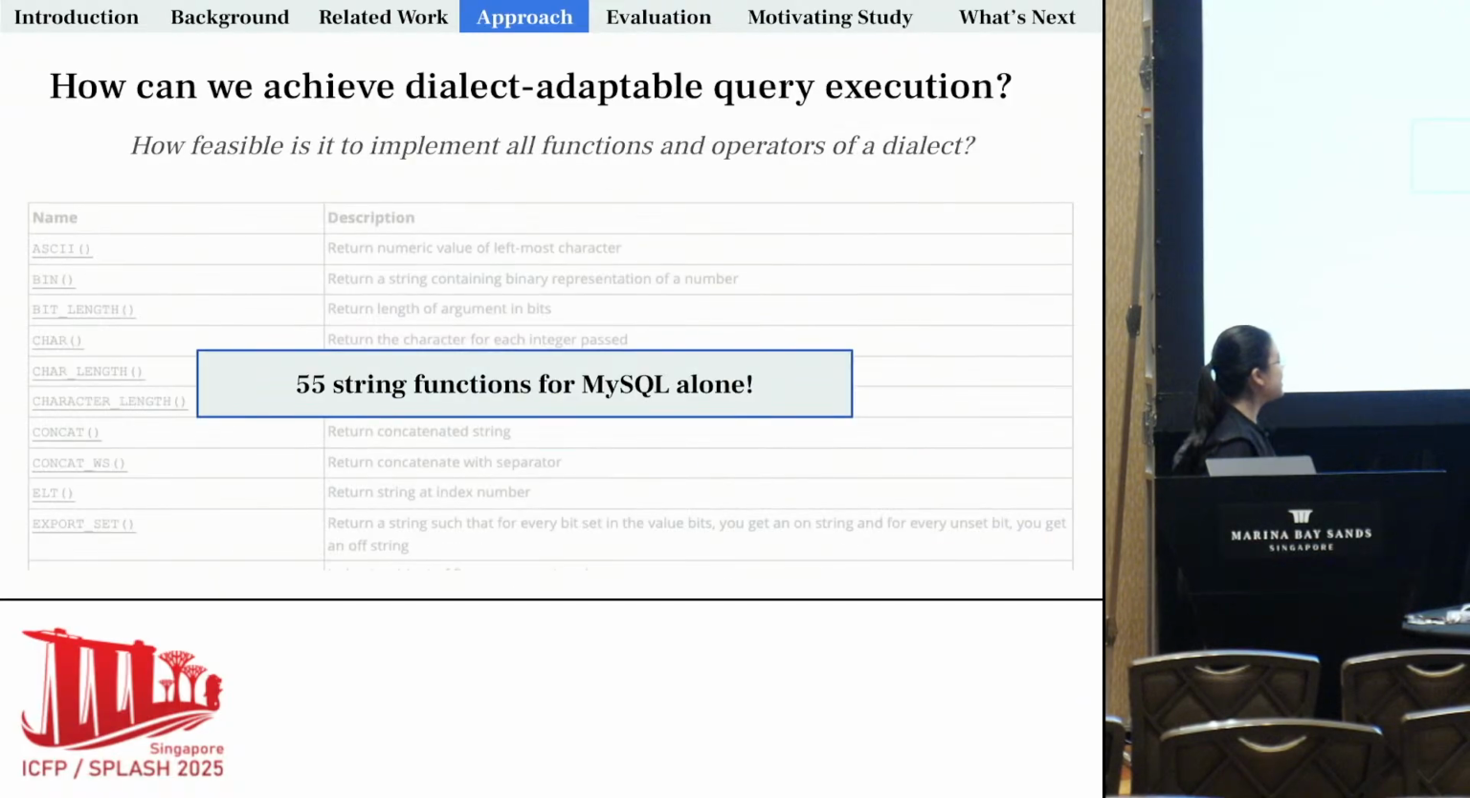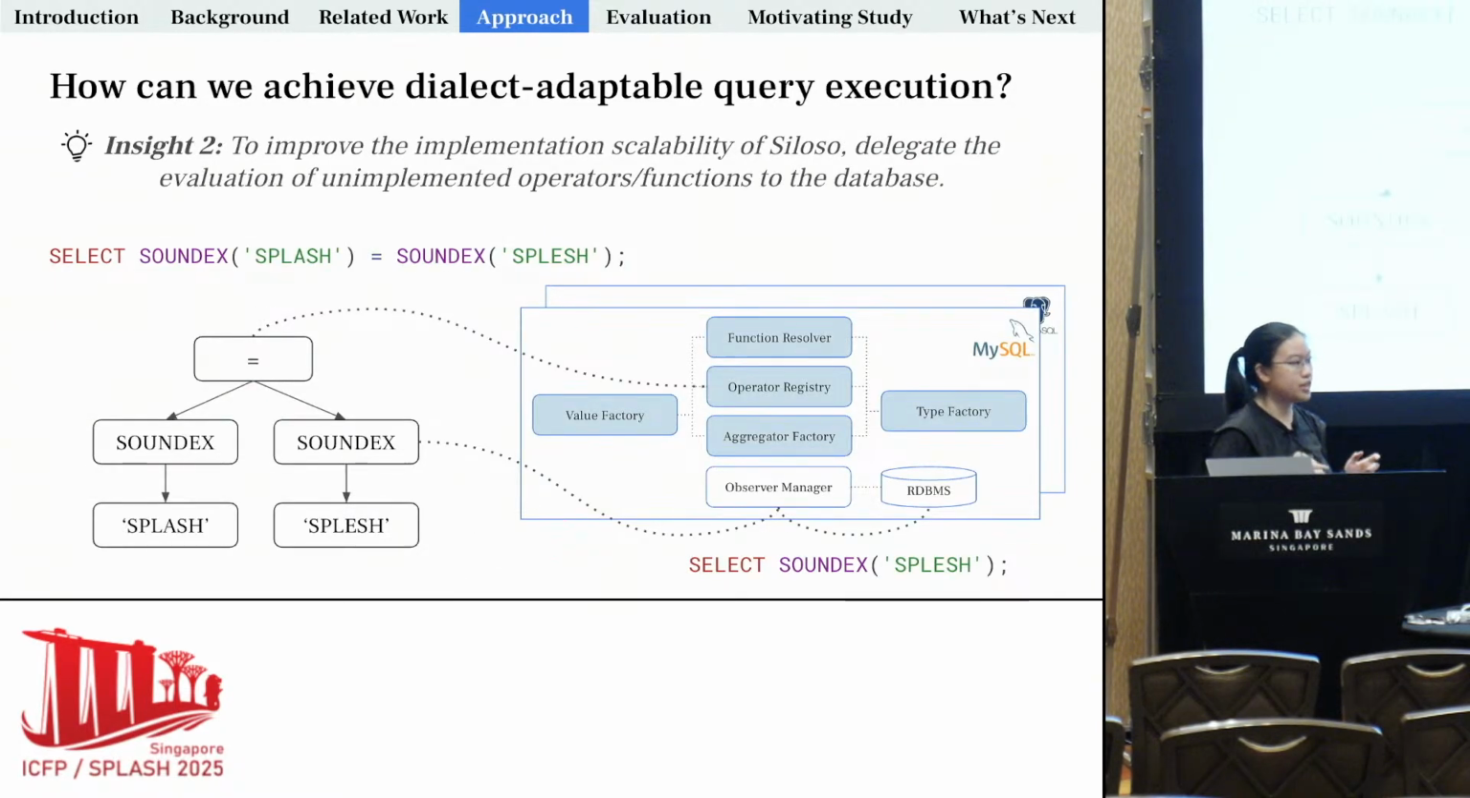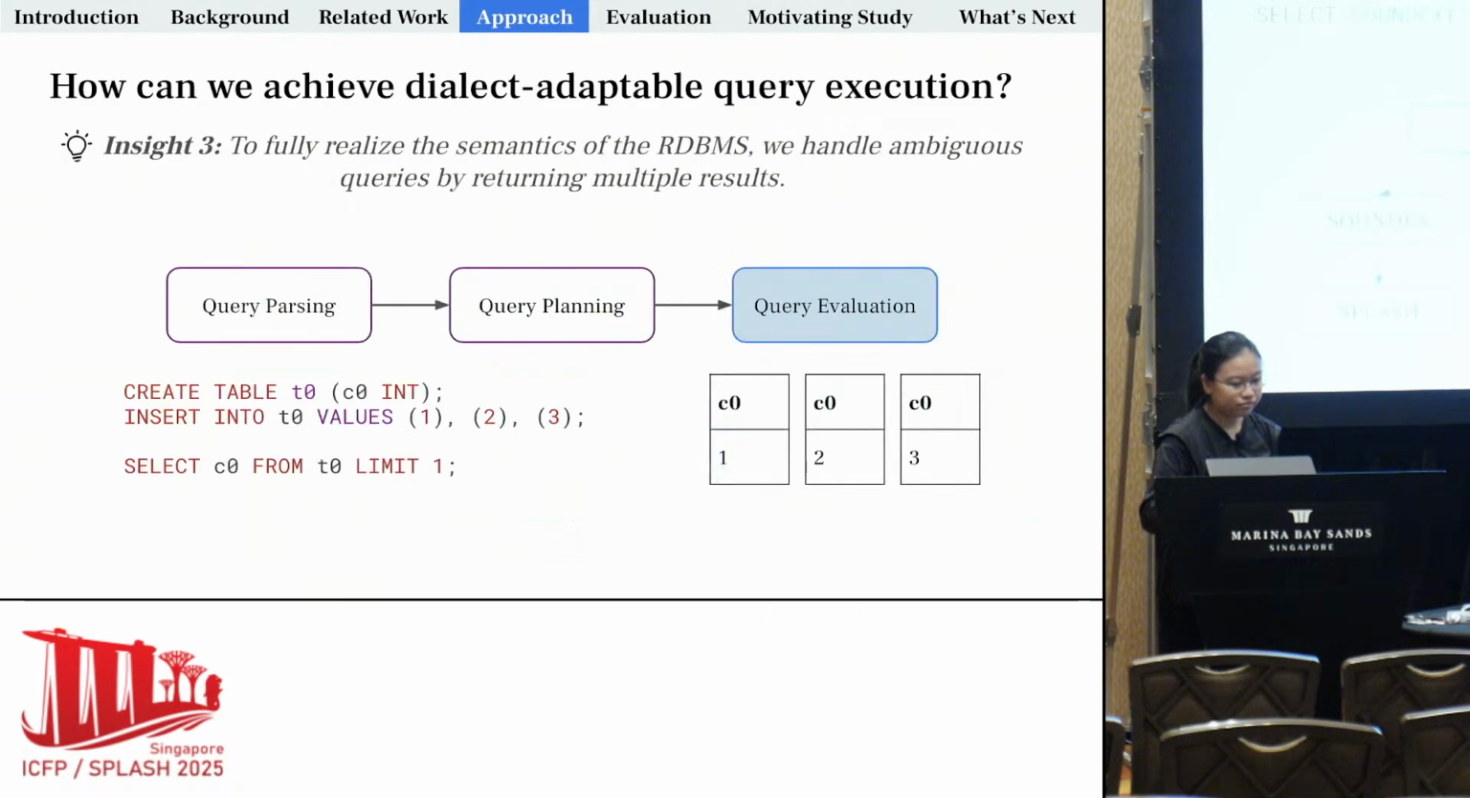But you might also realize that this is not super feasible because there's a ton of functions and operators in just MySQL alone. This brings us to our second insight, where we delegate the evaluation of unimplemented functions and operators to the actual database system. Take this for example. Suppose our system doesn't support the SOUNDEX function. What we will do during the query evaluation stage is that the query evaluator would notify some observer, which will then delegate the evaluation of this SOUNDEX function with some concrete arguments to the actual database instance.